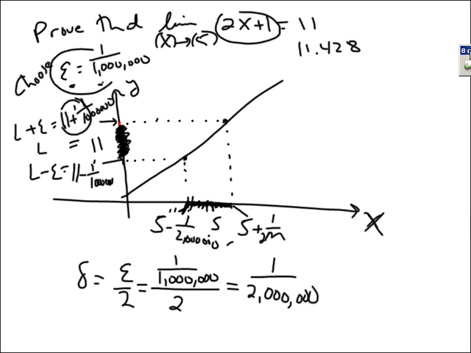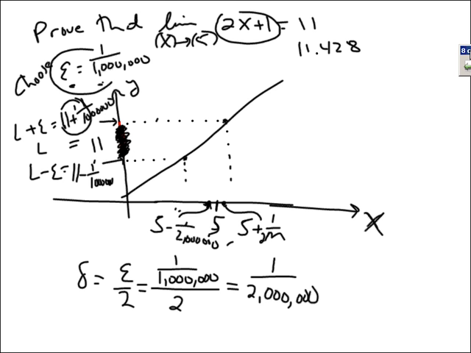If x is in between there, what's going to happen is the values are now even closer to 5. Since I let delta be even smaller, the x values are going to be closer to 5. Here's 5. Now 5 minus 1 over 2 million will be, say, maybe right here, and 5 plus 1 over 2 million will be right there.